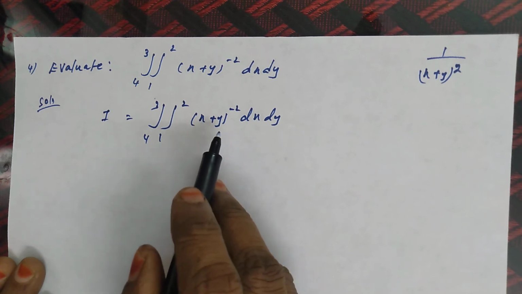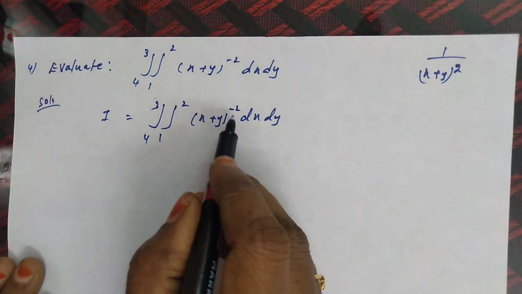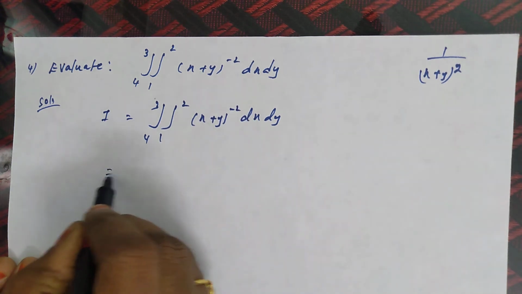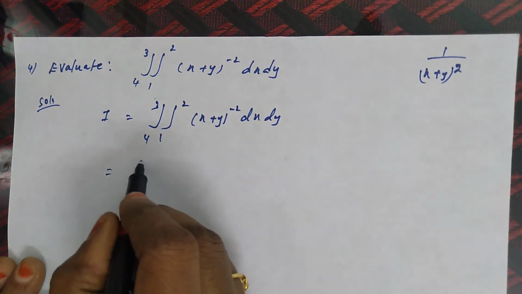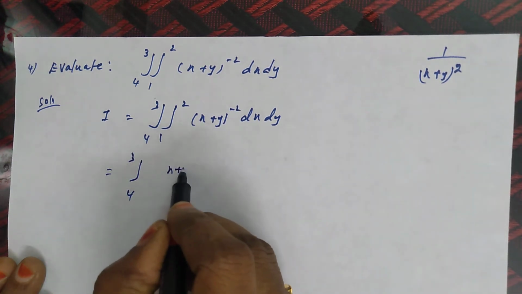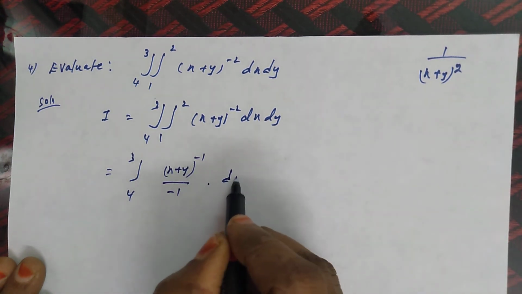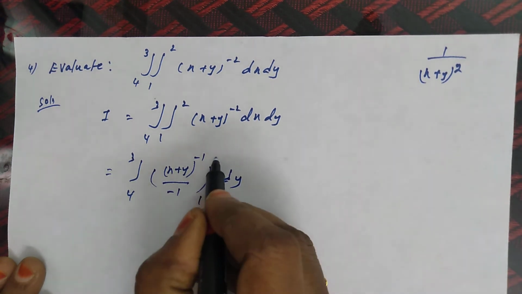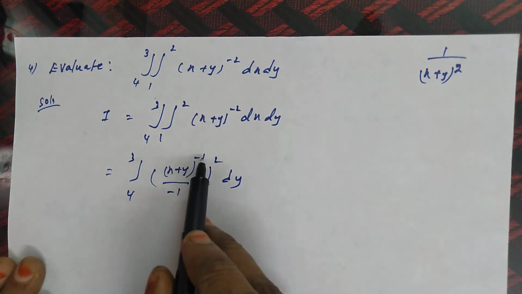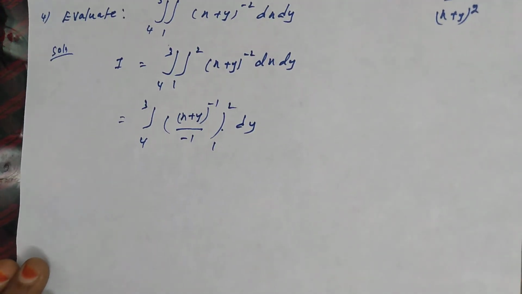When you are integrating, the power will increase. When you are differentiating, the power will decrease. So when you are integrating here, this will become minus 1 plus 1, so the power will become minus 1. First we have to integrate with respect to x. So x plus y power minus 2 integrates to x plus y power minus 1 divided by minus 1, into dy with the limit 1 to 2. Is it clear? Now we can take the minus outside.